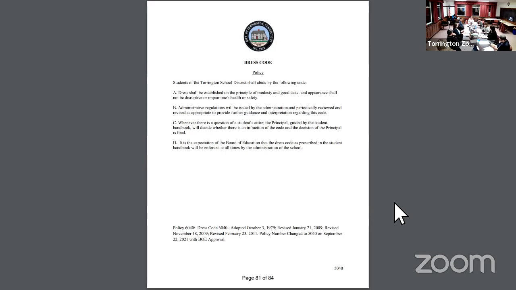I want in the policy that any changes to the dress code need to come before the Board of Education. I would also like to see in the policy specifics of what is required for dress code. What are our standards for a district? Nobody has a problem if we went to uniforms with that discussion.